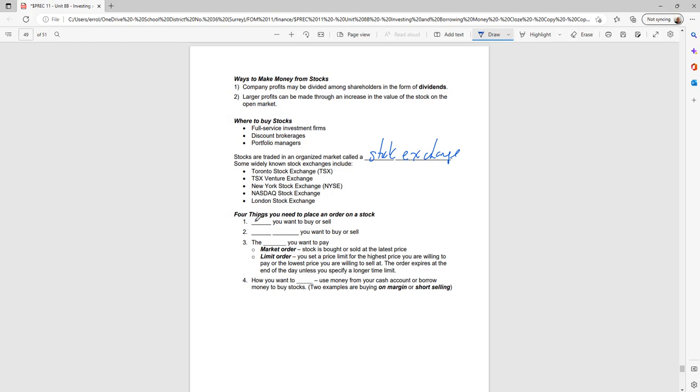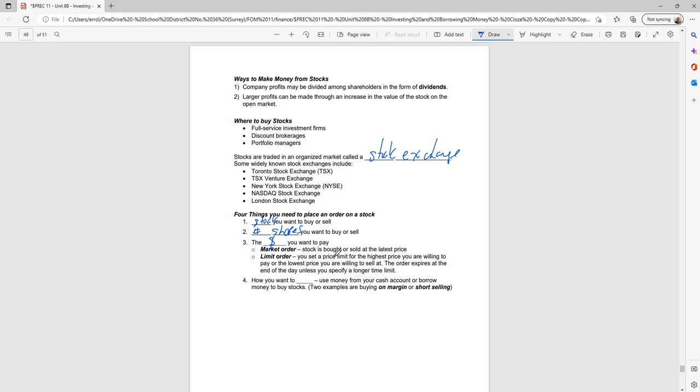Now, it says 4 things you need to place in order to buy a stock. Well, first of all, you have to decide which stock you want to buy. Then you have to decide the number of shares that you want to buy or sell. The next thing is how much you want to pay for it. And there's 2 different types. One's called a market order. Stock is bought or sold at the latest price. So when the stock exchange is open, you can take a look. They vary from second to second. So when you purchase at market order, it's whatever the going price is at the time you hit buy.